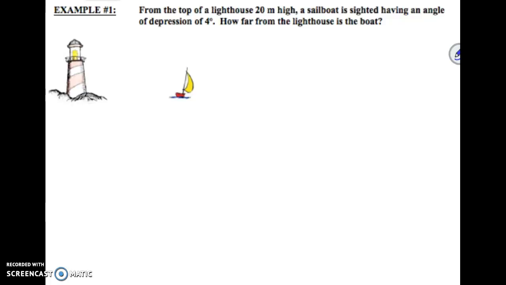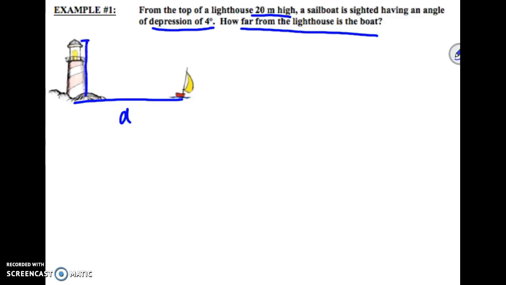problems given. So for example 1, it states from the top of a lighthouse 20 meters high, I'm going to underline it because it's important information, a sailboat is sighted having an angle of depression of 4 degrees. We're trying to find how far from the lighthouse is the boat. So we're trying to find the distance from the lighthouse to the boat. We'll label that D.